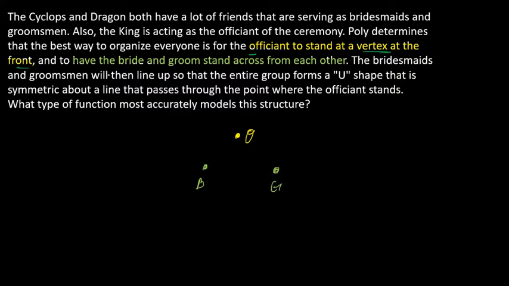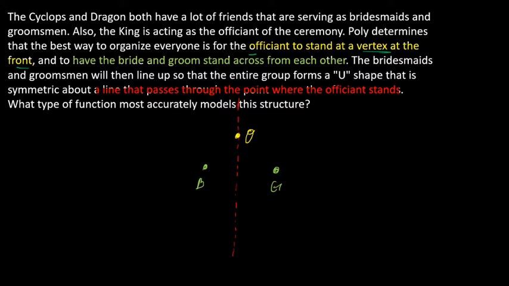Okay, then the bridesmaids and groomsmen will have to line up so that the entire group forms a U shape that is symmetric about a line that passes through the point where the officiant stands. All right, so let's figure this out. They're forming this U about this line, so I'm going to draw the line first. The U shape has to be symmetric about that line, so where is that line supposed to be? It is a line that passes through the point where the officiant stands. So there might be this kind of imaginary line doing this.